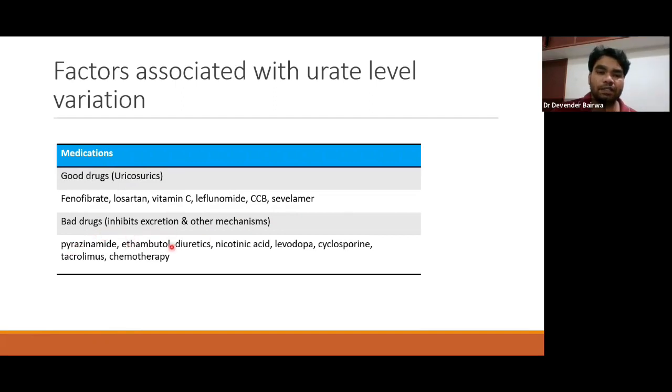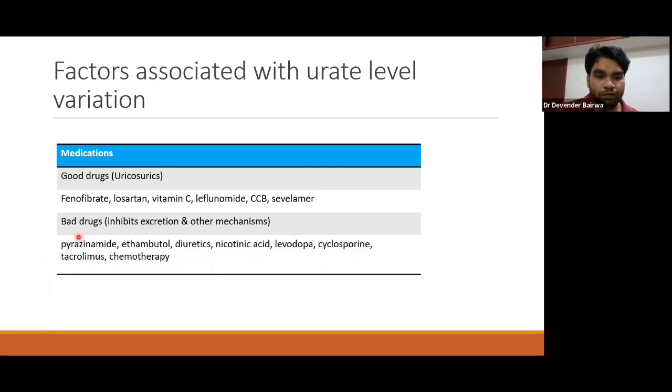Bad drugs are the drugs, most of them monocarboxylase and dicarboxylase, which can be exchanged with uric acid. These are pyrazinamide, ethambutol, diuretics, nicotinic acid, levodopa, cyclosporin, tacrolimus, and chemotherapy. You would have seen these drugs in your clinical practice, or they are mentioned in multiple MCQs.